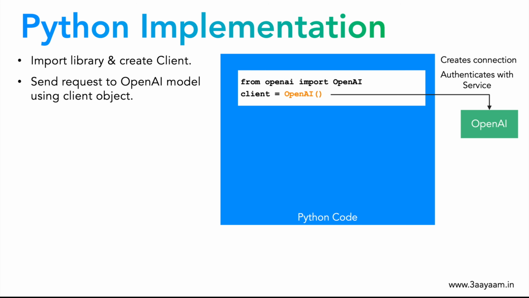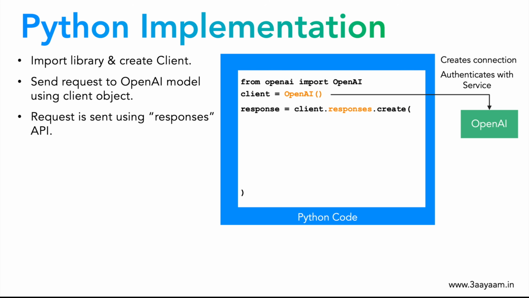Now, this is an object. As you can see, the client is a variable in Python. It has been instantiated using this class, which is the OpenAI class. So client is an object. We'll have to use this object to send a request using an API which is known as responses. So we'll start with the responses API. There are other APIs also, but we use this responses API to send requests and receive responses from the GenAI model, or from the GPT model. So this is how we create response equal to client.responses.create, and then we pass multiple parameters.